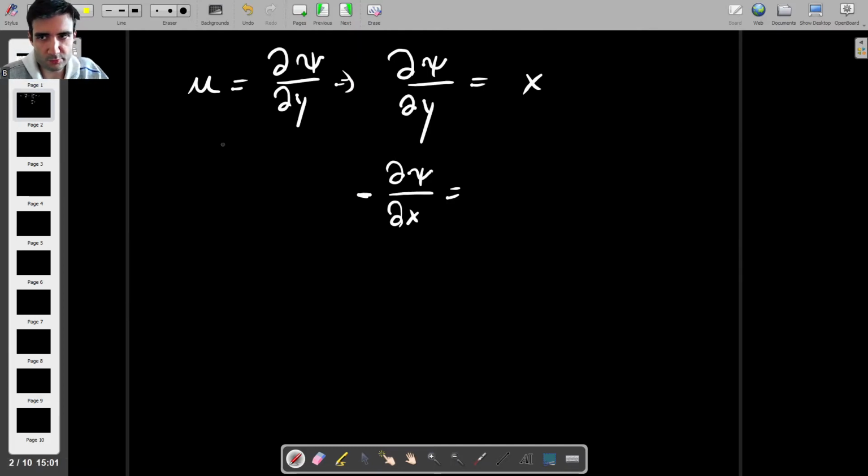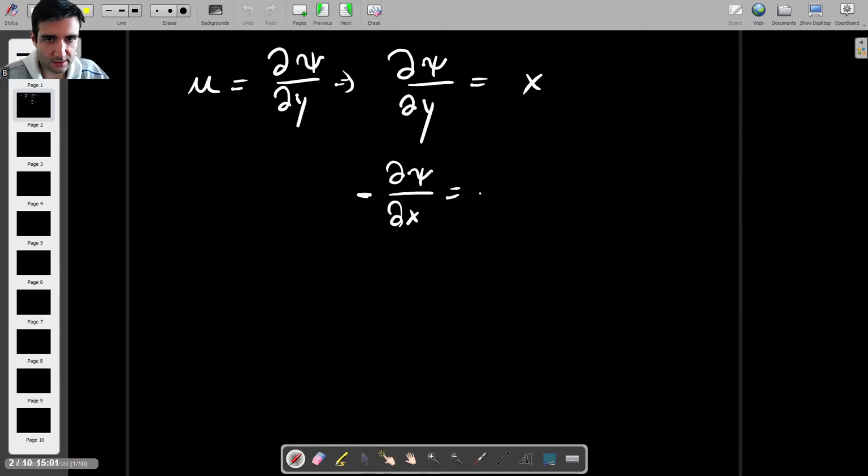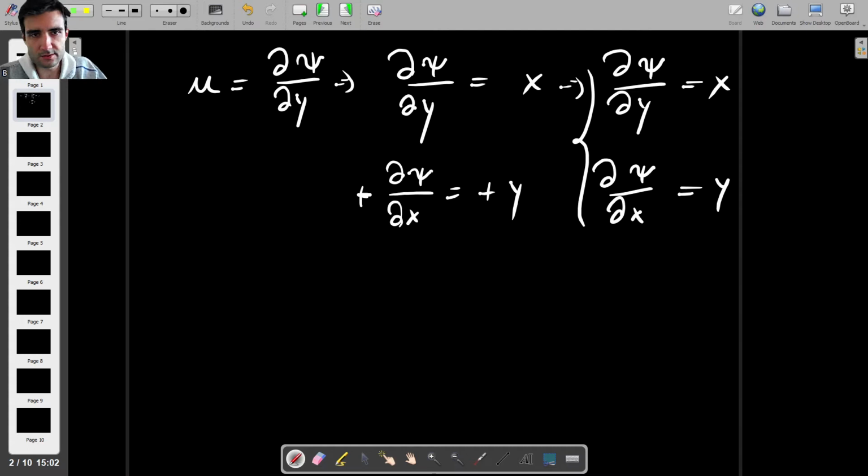That's equal to v, which is minus y. So I should probably put a minus here because we have a minus d psi by dx, which is equal to v, and that is minus y. We can cancel the minuses out, and the top equation is d psi by dy is x, and this one says d psi by dx is y. Okay, so far there's nothing extraordinary happening. And the other thing I'll do is I'll say that psi is a function of x and y.